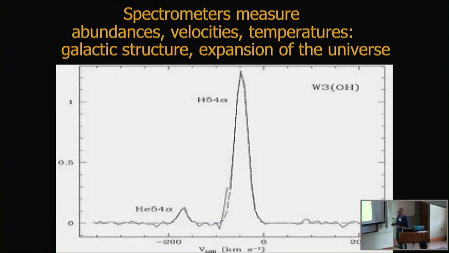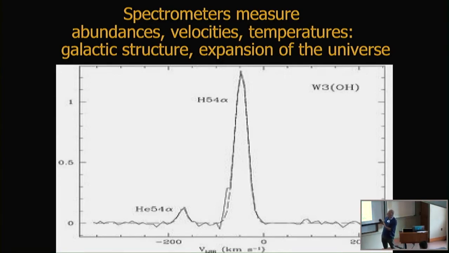You can also figure out not just which molecules and which atoms are out there, but if you have good resolution, you can look at the line profile. It measures the abundance. You get the temperature by the width of this line. You can get the velocity by the shift of the line.